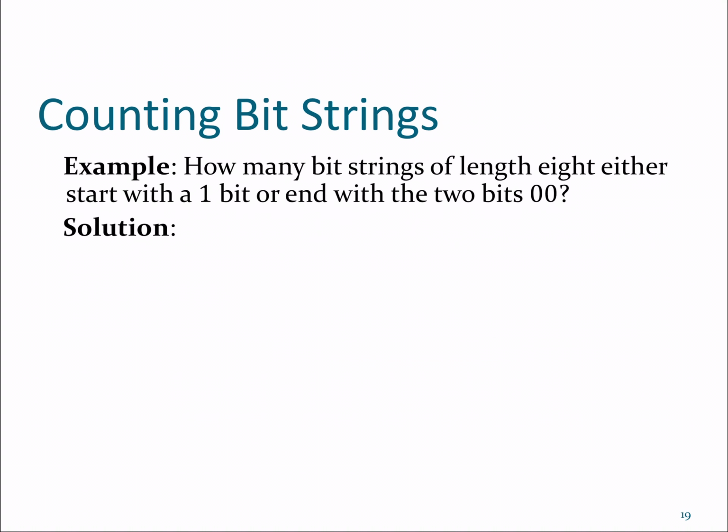Let's look at the following example. How many bit strings of length 8 either start with a 1 bit or end with the bits 0, 0? For this question, you can use the subtraction rule. The first situation is strings that start with a 1 bit. The second is strings that end with 2 bits 0, 0. You can calculate how many different possible cases there are for each of them. But also remember, there are strings that start with a 1 bit and also end with 0, 0. So you need to subtract this number also.